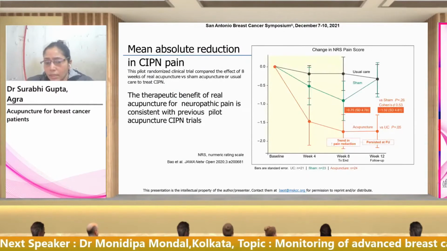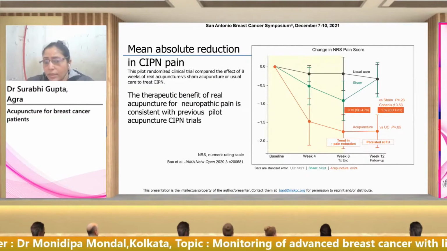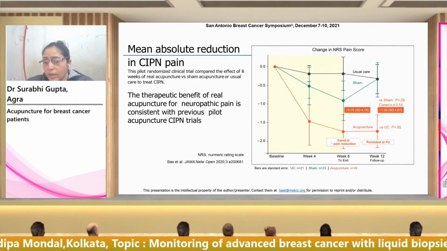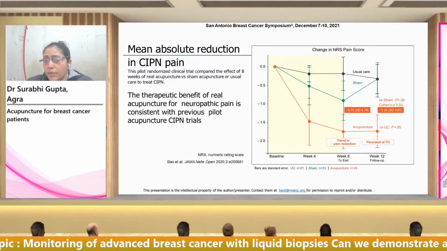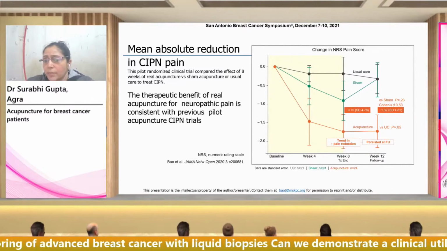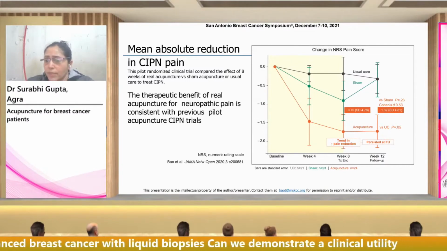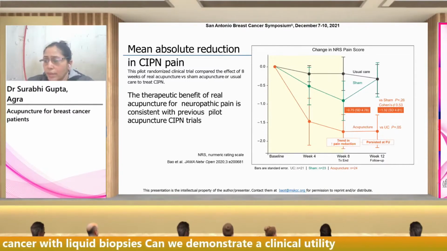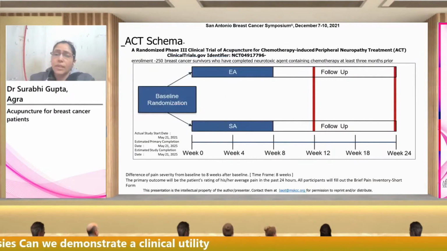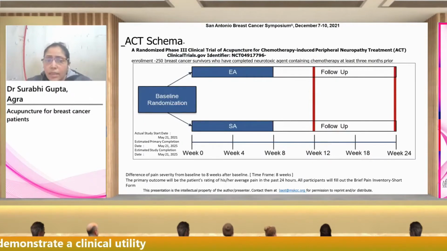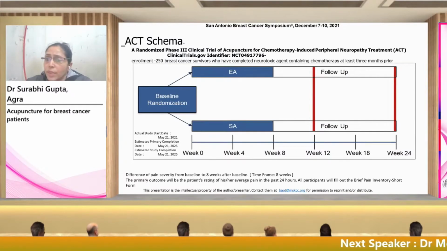Another trial was a phase 3 pilot randomized trial, which was done by Bao et al. They have shown that the therapeutic benefit of real acupuncture for neuropathic pain is consistent with previous pilot acupuncture CIPN trials when compared to the sham and usual care arm. So keeping this in mind, Dr. Ting Bao has designed this ACT trial. This is a randomized phase 3 clinical trial for acupuncture for chemotherapy-induced peripheral neuropathic pain.